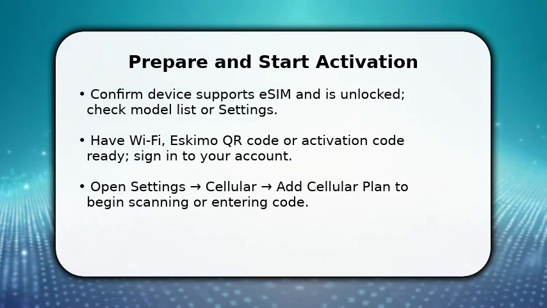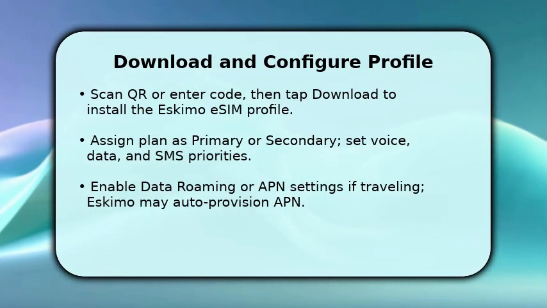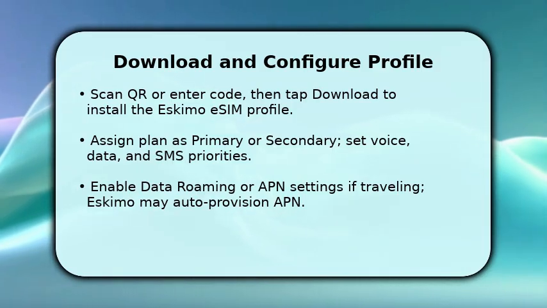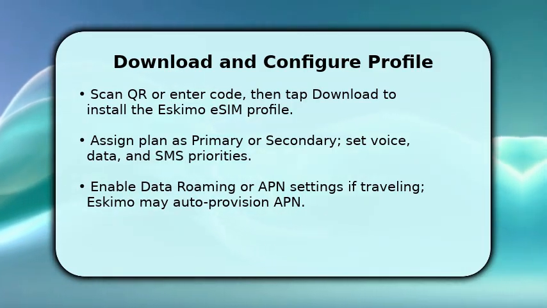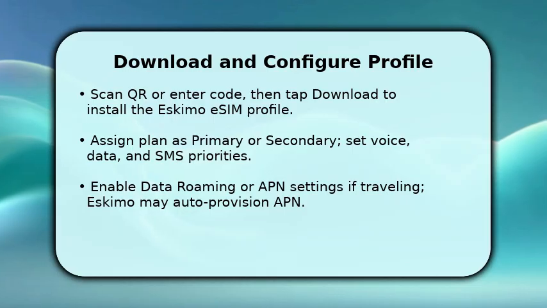After scanning or entering the code, tap Download to install the Eskimo eSIM profile. This writes carrier settings to your device. Once installed, you must assign the plan as primary or secondary and set which line handles voice, SMS, and mobile data. This prevents call or data conflicts.